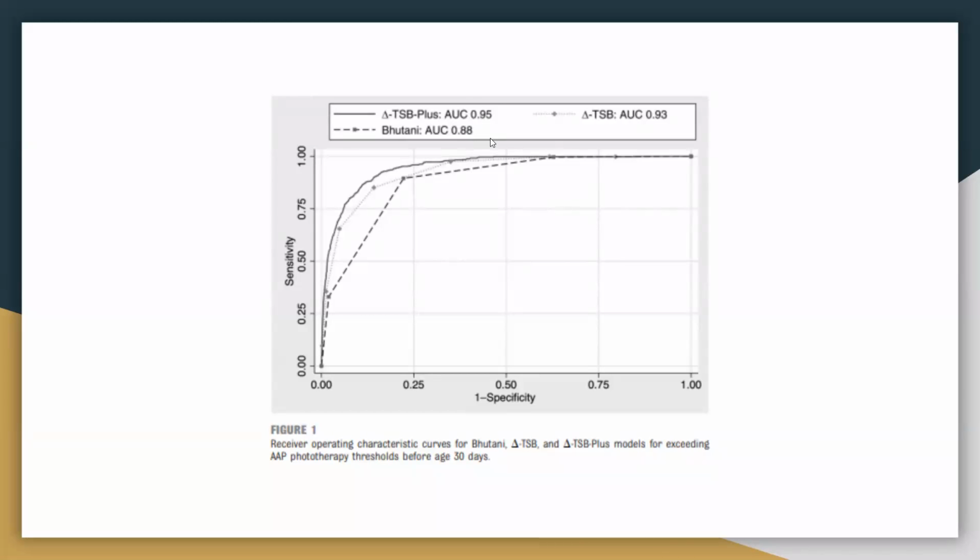So based on what they were able to find by running their models and comparing it to what happened with the patients who used the traditional Butani model, it looks like these new models are pretty good at lining up with what actually happened with the patients. And it seems like the predictive value of these new models is pretty accurate in its ability to predict whether or not a patient is going to meet their phototherapy threshold at some point.